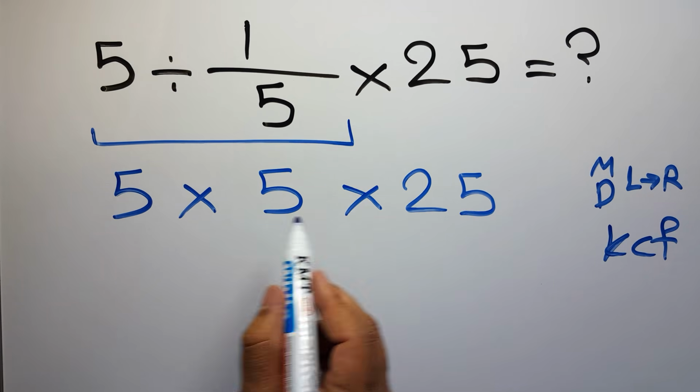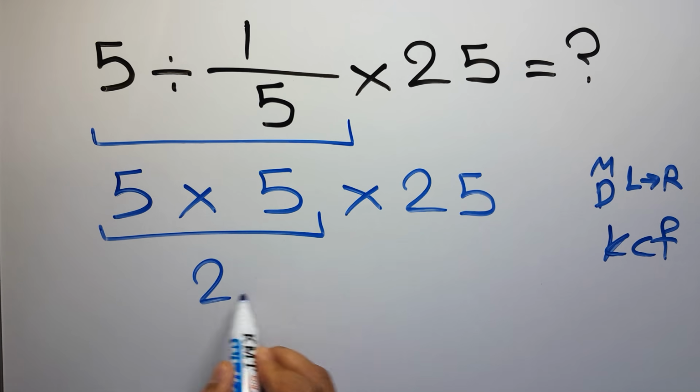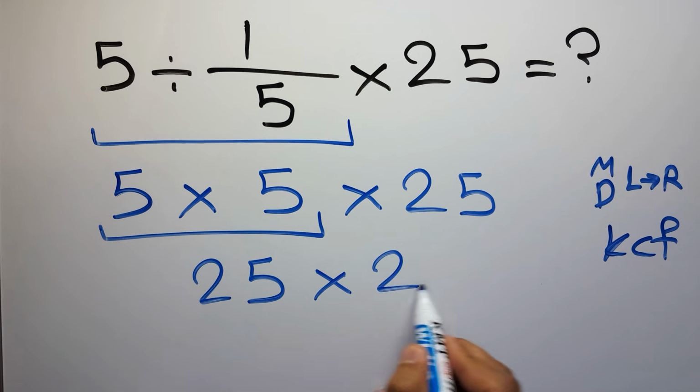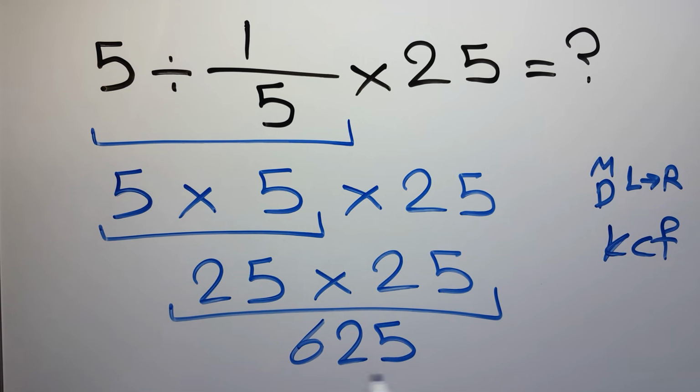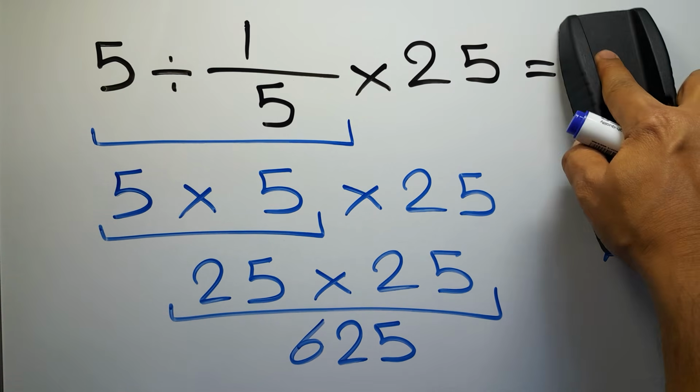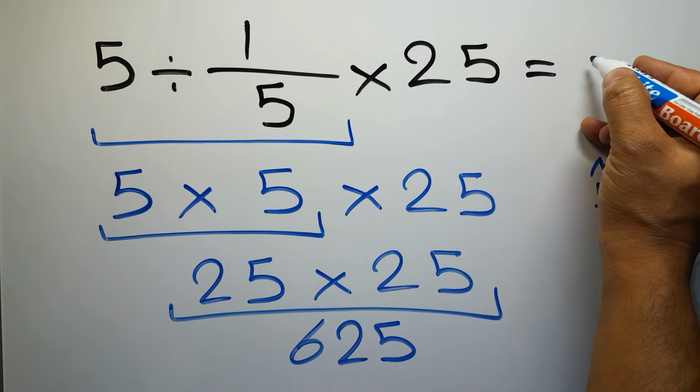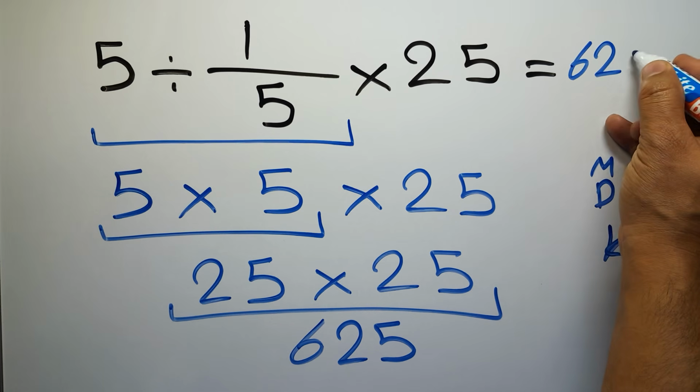Okay, 5 times 5 gives us 25. So we have 25 times 25, which equals 625. And this is our final answer to this problem. The correct answer is 625.